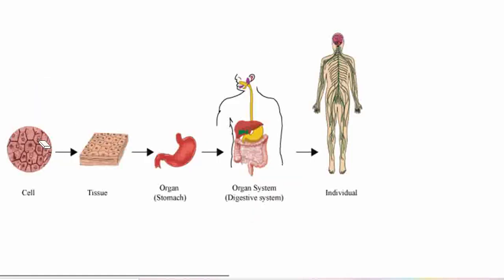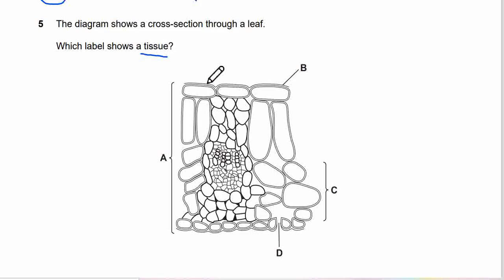Example, cell is this one. This is the tissue. Then different tissue will form organ. In here is stomach. And different organs will form organ system, like this one is digestive system, and different organ systems will form an individual. So tissue is a group of similar cells.